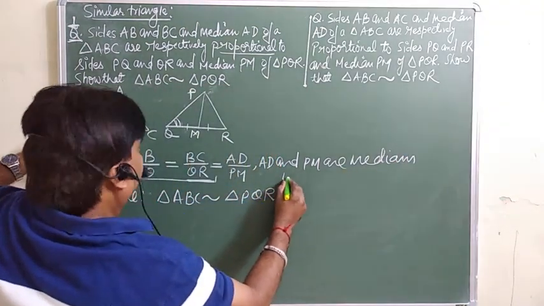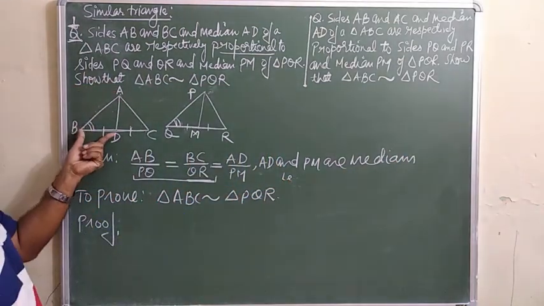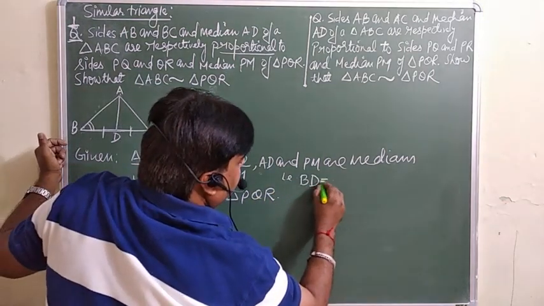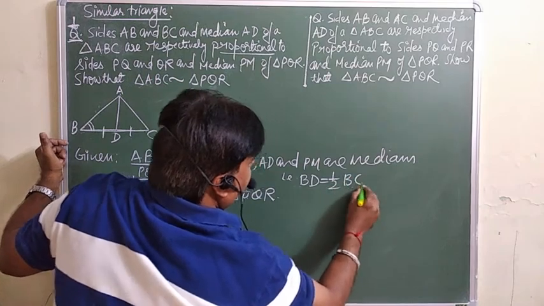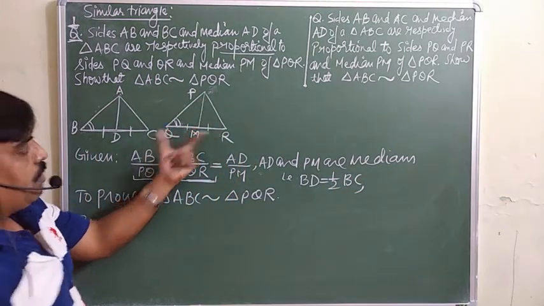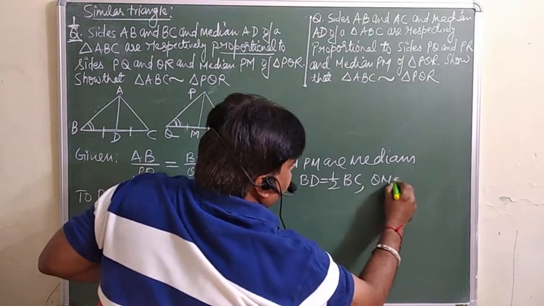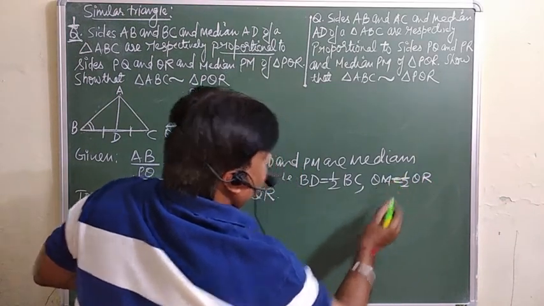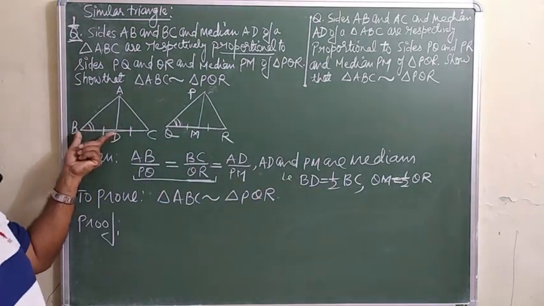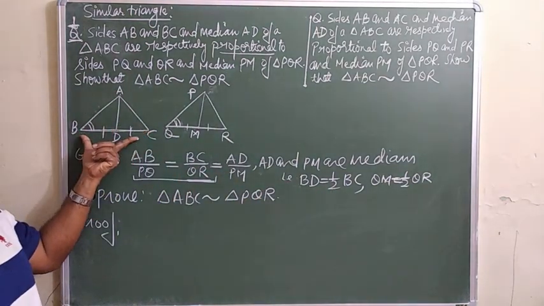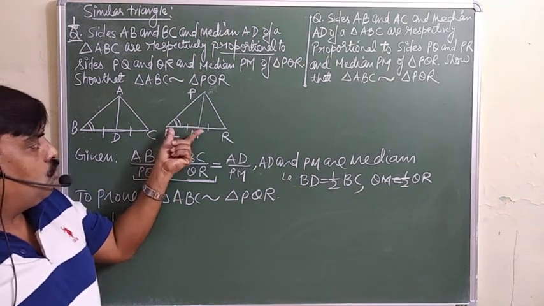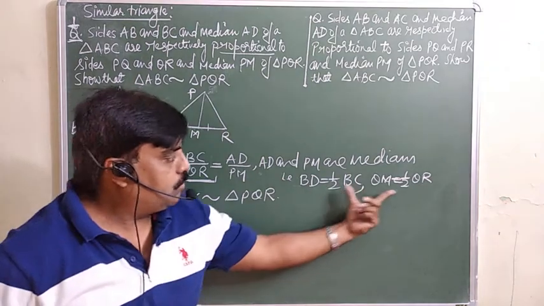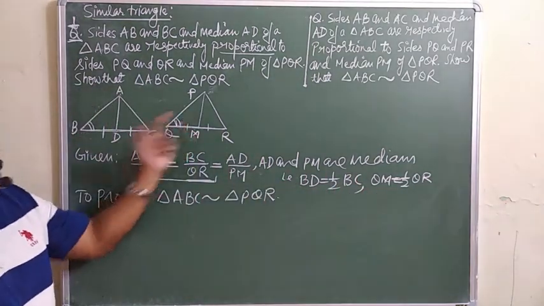So you can say BD is half of BC, and similarly QM will be half of QR. We will take the advantage of this only, because AD is the median, so BD is equal to DC, so BD will be half of BC. PM is the median, so QM is equal to MR, so QM will be half of QR. So we will take the advantage of this, and we will try to make these two triangles similar first.